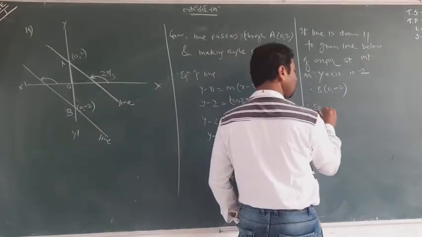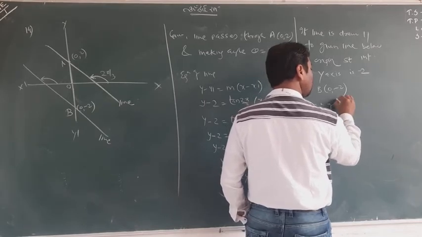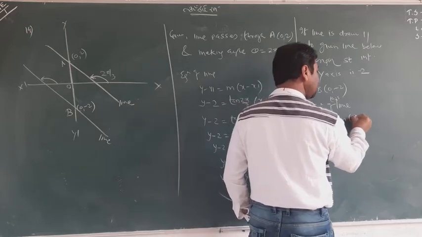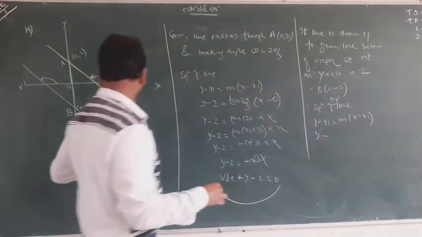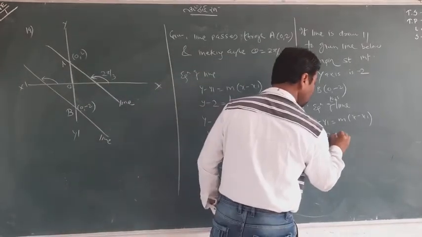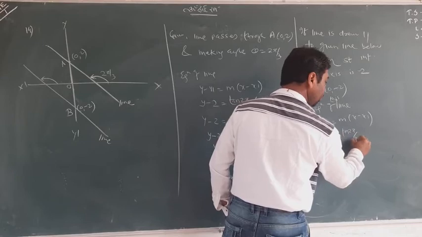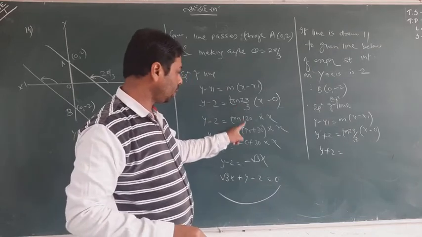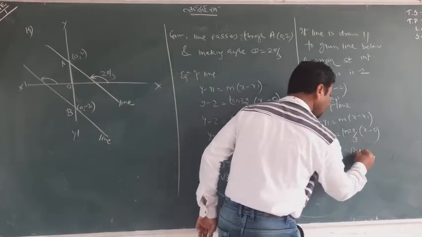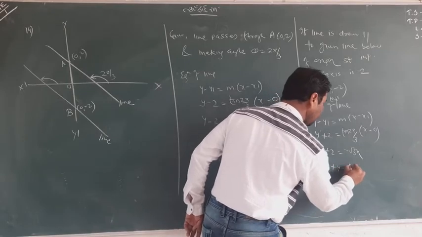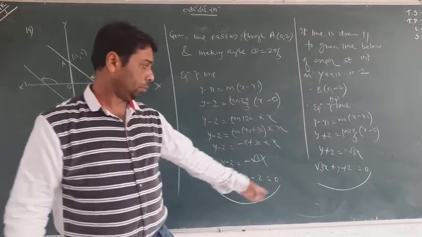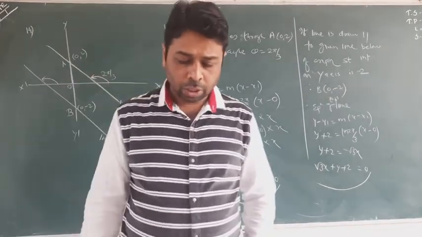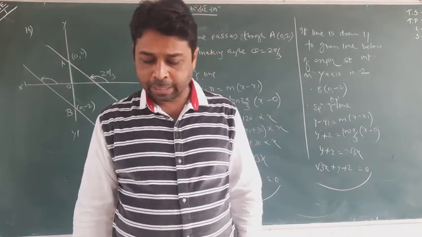The equation of this line is y minus y1 equal to m into x minus x1. This time y1 is minus 2, so it becomes plus 2. m is equal to tan 2 pi by 3, the same, x minus 0. I don't want to waste time; tan 2 pi by 3, we already got the answer. This is minus root 3, and this is x. So your answer is root 3 x plus y plus 2 is equal to 0. So in these two different conditions, we got different answers. This is question number 14, and we have done it.